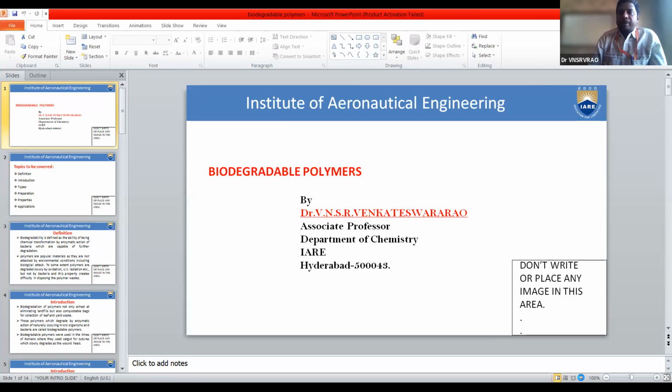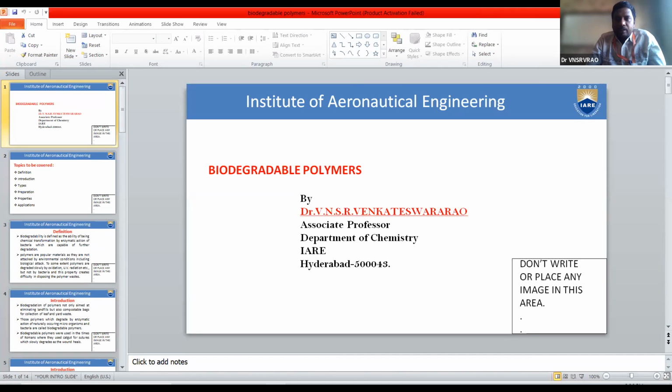Now, today's topic is biodegradable polymers. Yesterday, we discussed individual polymers like polyvinyl chloride and Teflon. After that, we saw the condensation polymers, Bakelite, and next nylon 6,6, including their preparation, properties, and applications. After that, the next important polymers are the biodegradable polymers. I think this is the last topic for the CIE1 syllabus.